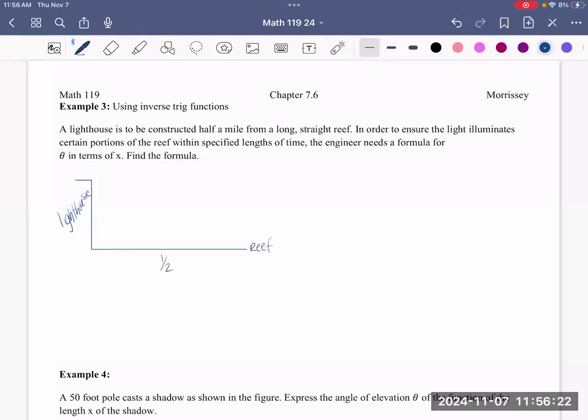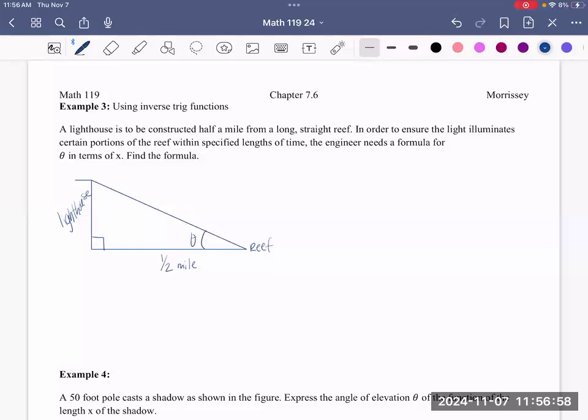Well, we said this is a half mile, meaning that the light from the lighthouse needs to get all the way to a certain portion of the reef. This being 90 degrees, we want to figure out, based on this portion, how the lighthouse is to be constructed in order to illuminate certain portions of the reef. So we're going to put your theta here because we are trying to get this reef lit upon, right? We want it to be lit here.